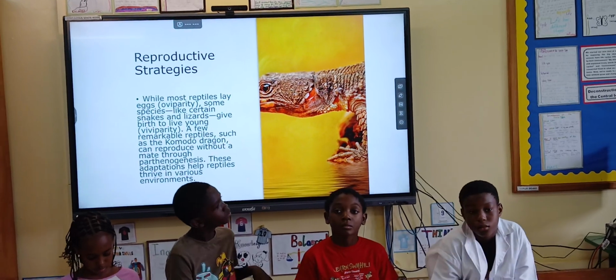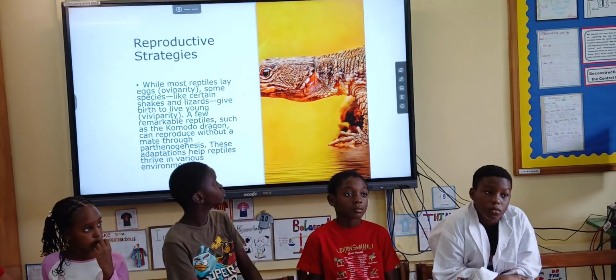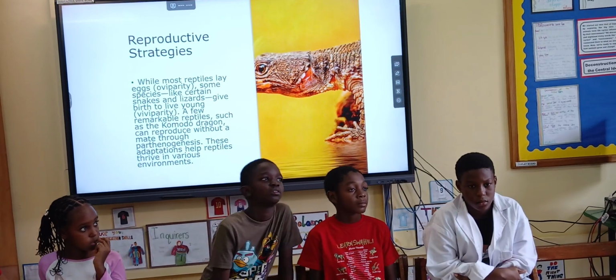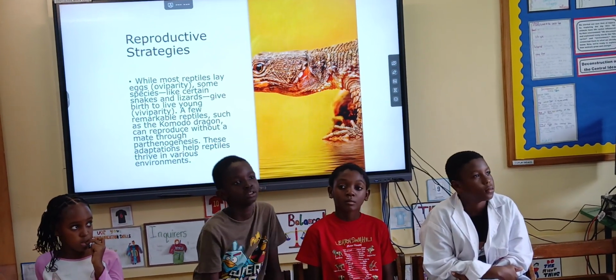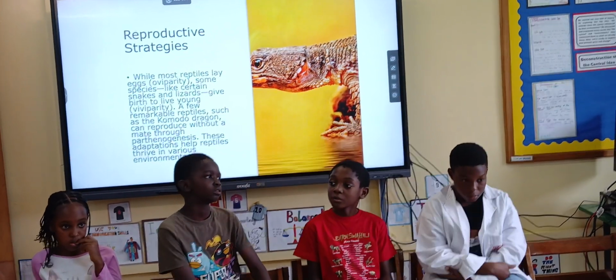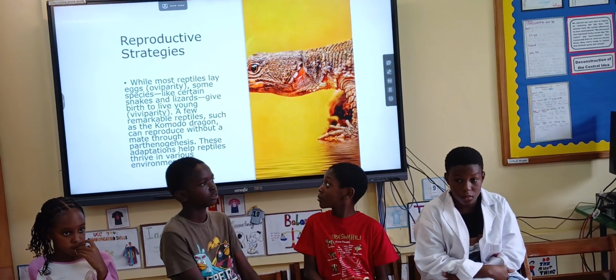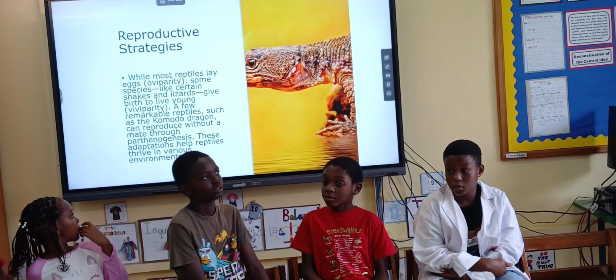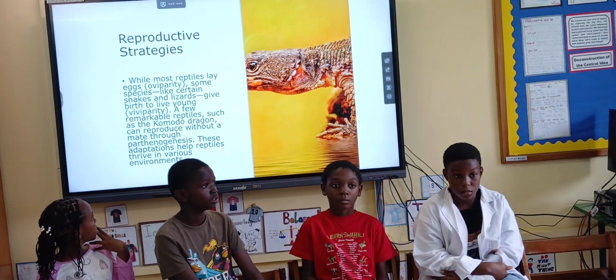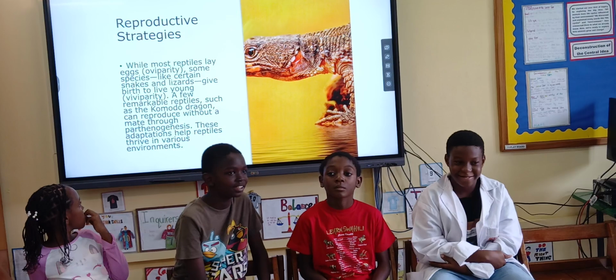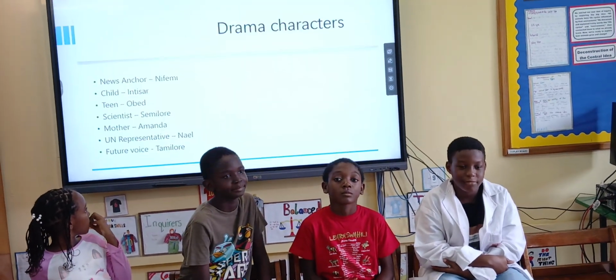Reproductive strategies. While most reptiles lay eggs, some species like certain snakes and lizards give birth to live young. A few remarkable reptiles such as the Komodo dragon can reproduce without a mate through parthenogenesis. This adaptation helps reptiles thrive in various environments.